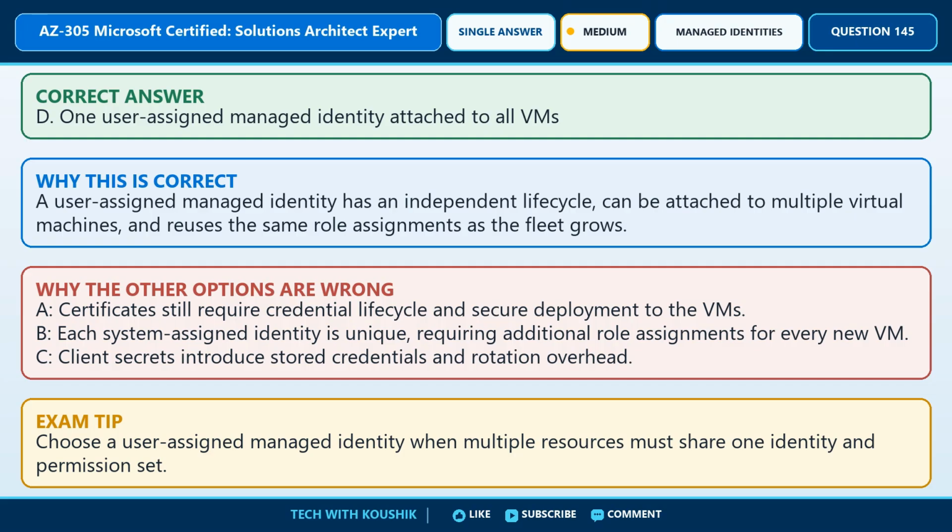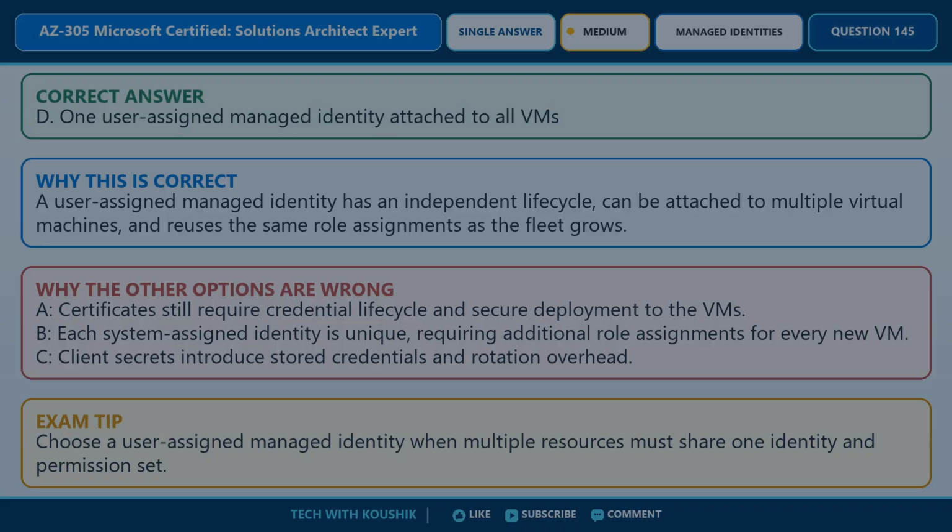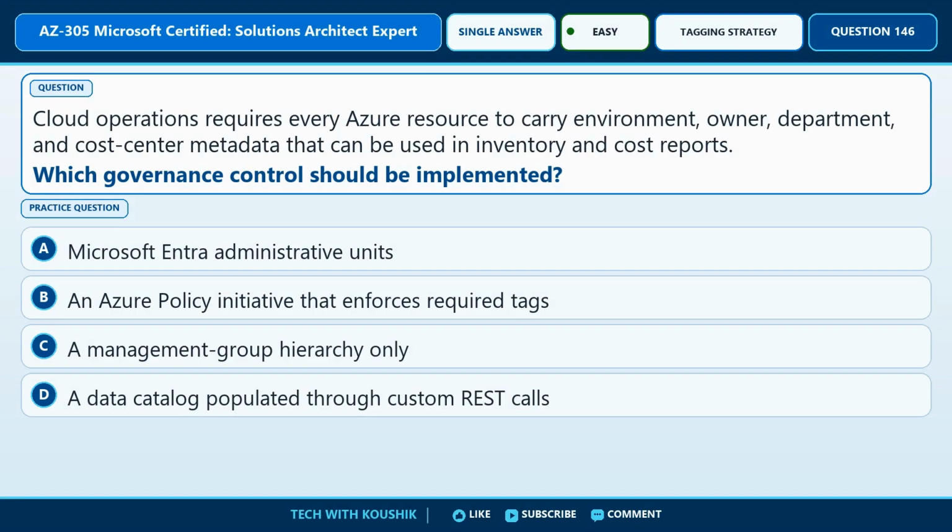Remember this distinction for the exam. Choose a user-assigned managed identity when multiple resources must share one identity and permission set. Proceed to question number 146. Next, we enter the topic of tagging strategy. Review the situation. Cloud operations requires every Azure resource to carry environment, owner, department, and cost center metadata that can be used in inventory and cost reports. Which governance control should be implemented?